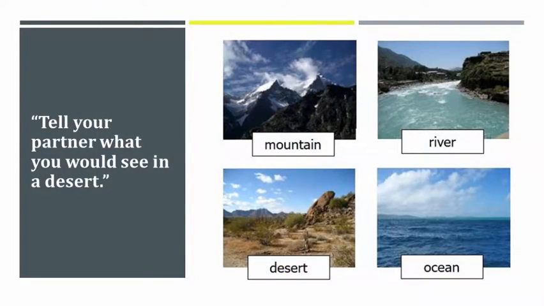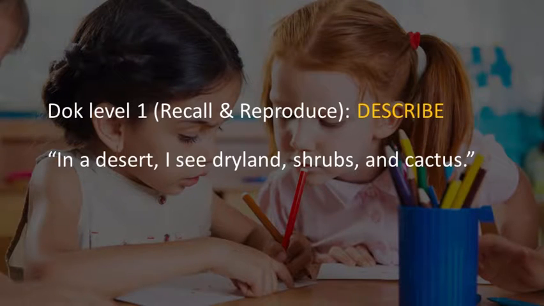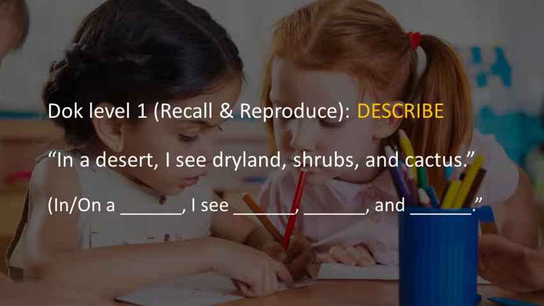Here's another teacher question for DOK level 1. Tell your partner what you would see in the desert. Your student's language outcome would be, in the desert, I see dry land, shrubs, and cactus. Here, your students would be describing a desert, and this is another recall activity for what they just learned.